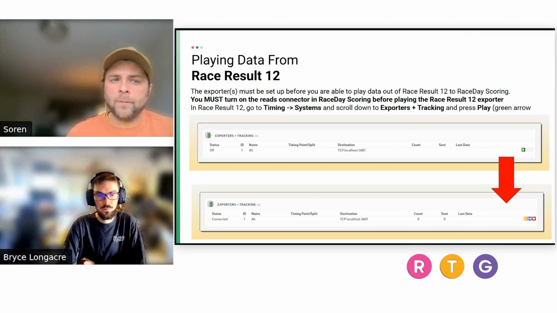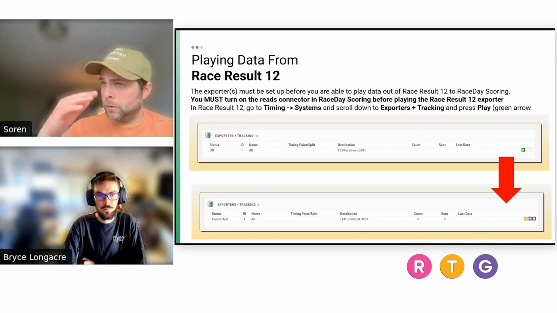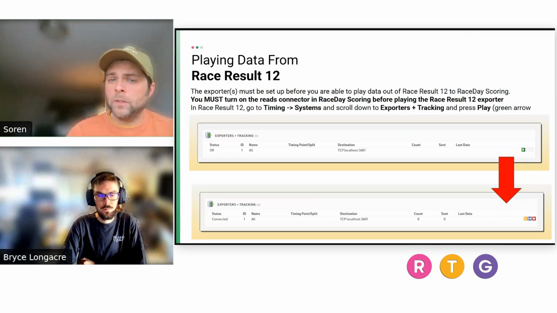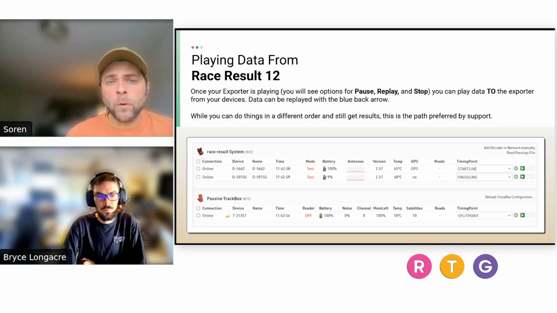To navigate to this, you can go in Race Result 12 to timing systems, and then you'll scroll down. It will be near the bottom of the page. You'll see the exporters and tracking, and then you can press play. You'll know that you've pressed play when you see the status looking like so, with a pause, rewind, and stop button now available to you. Once your exporter is playing, you can play data to the exporter from your devices.